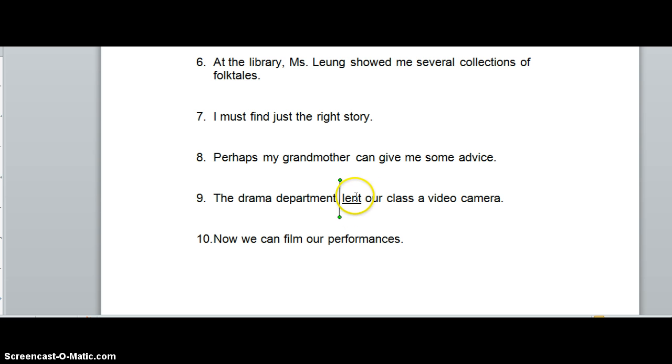It is action, so I can now check for my direct object. I don't have any prepositional phrases to cross out. So I say the drama department lent what? And that would give me camera. So camera is my direct object or my DO. And then I would do my goalposts between lent and camera. So I say the drama department lent the camera to whom? And that gives us class. That is then my indirect object. So quick recap, camera equals the DO, class equals the indirect object.